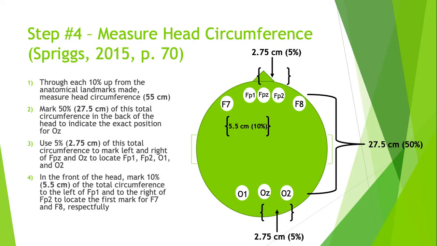After the Nasion to Inion and left to right preauricular measurements are made, a head circumference measurement should be made next as the fourth step.